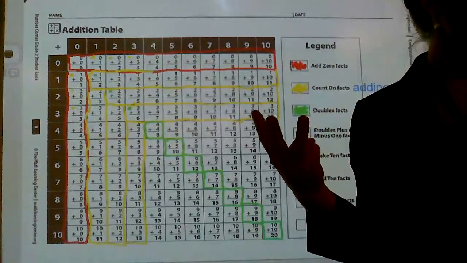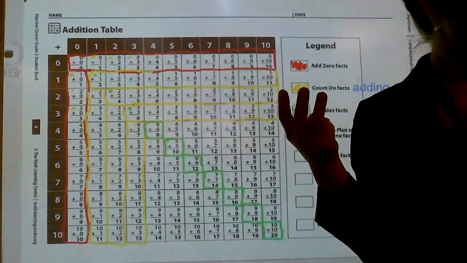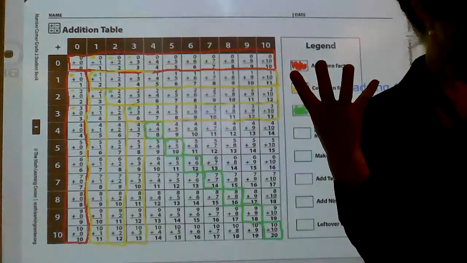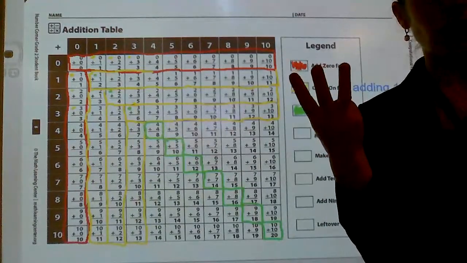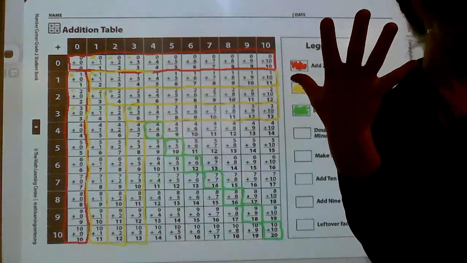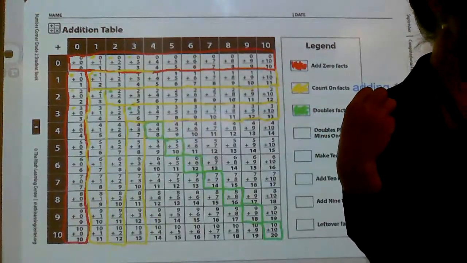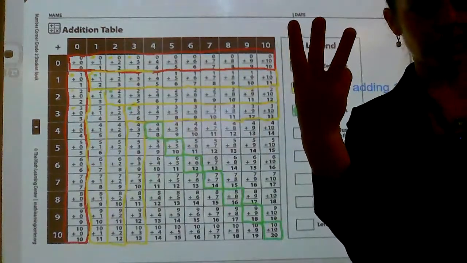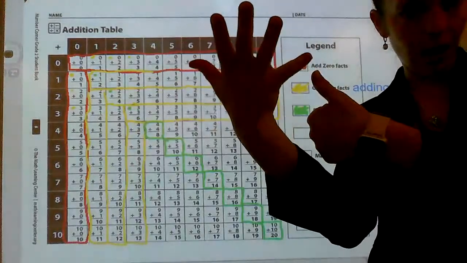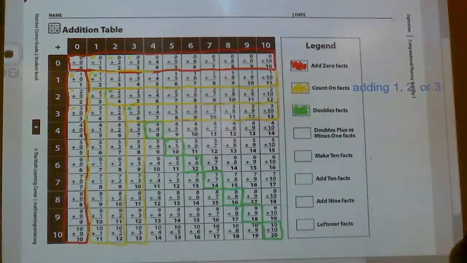But let's imagine we have 3 again. This time, instead of adding 0, we're going to add 1. What do we have now? 3 plus 1 is 4. How about 3 and we counted 2 more? We're at 5. That's easy. And what if we were at 3 and we added 3? Now we're at 6. So we're going to lightly shade in our count on facts in yellow.